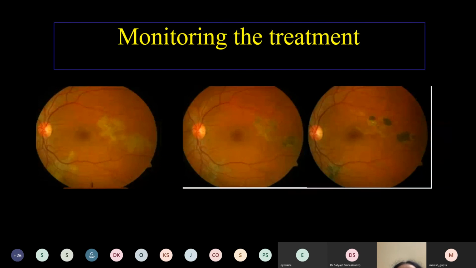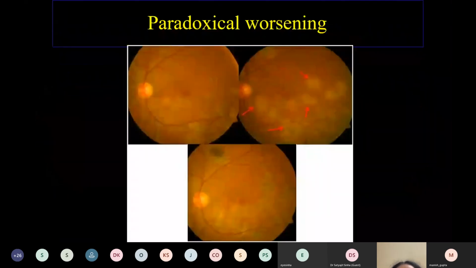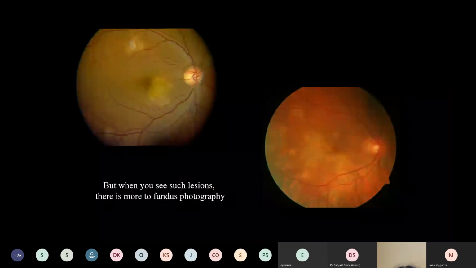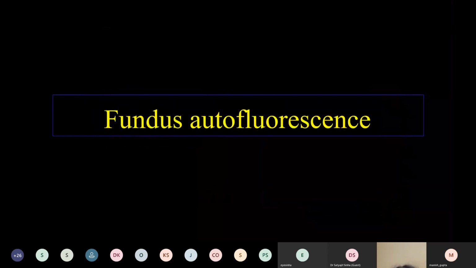Or when we are monitoring the treatment response in a patient of serpiginous choroiditis, where initially, as you can see on the left, this is how the patient presents. And when we go on serial follow-ups, we have a very good scarring in the end. Or to monitor the paradoxical worsening. Yes, next please. Paradoxical worsening, where you can see that the lesions were not all that bad, but on the next follow-up, they became worse and finally started responding to treatment. Now, when you have lesions like this, it's not only the fundus photography which is important, you have something more to fundus photography. And now we come to fundus autofluorescence.